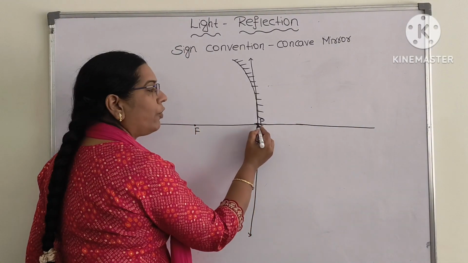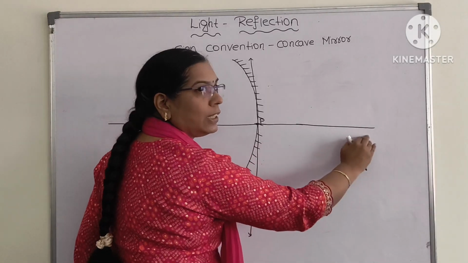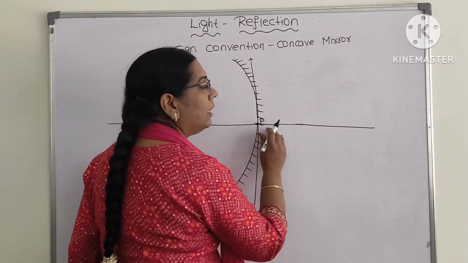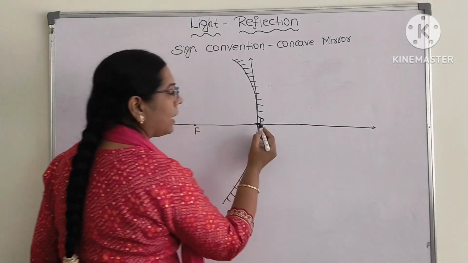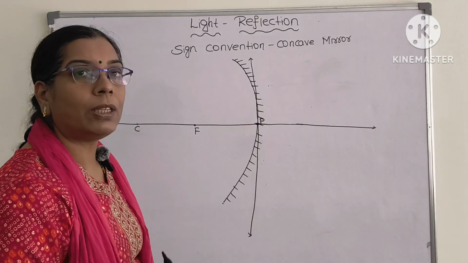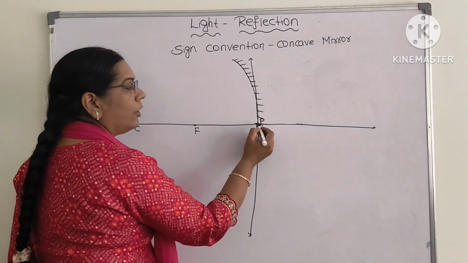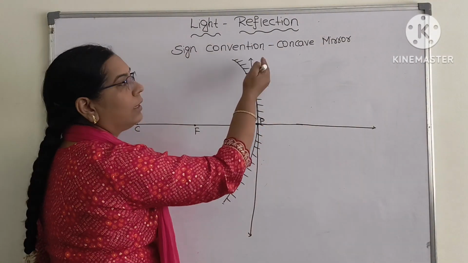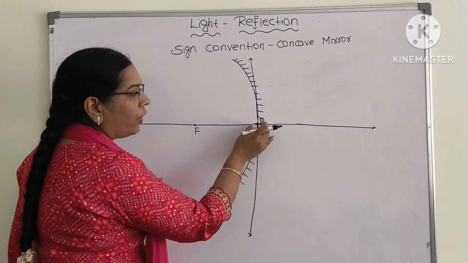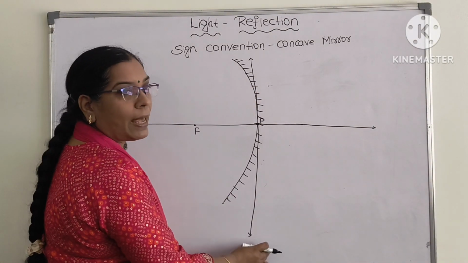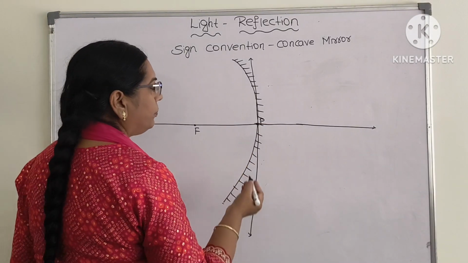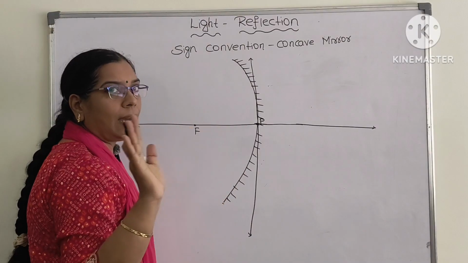Anything from the pole to the right side of this horizontal line, which we are now calling the x-axis, is all the positive x-axis. From the pole towards the left, this horizontal line becomes the negative x-axis. From the pole upwards, all values are positive. From the pole below the principal axis, all values are negative. So, just like the Cartesian plane.